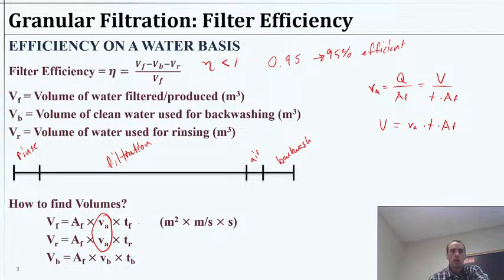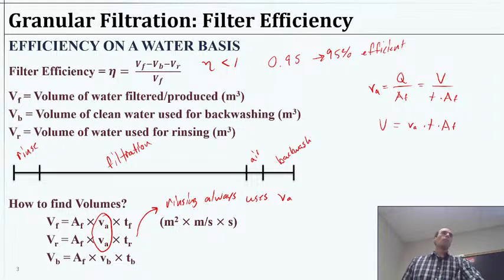So rinsing always uses the same loading rate, VA. For the backwashing, sometimes our backwashing might use a different rate. We can sometimes push water more quickly through, give it a little more turbulence, just flush it out real quick, and be done with it, right?